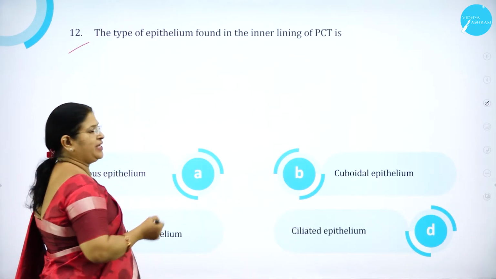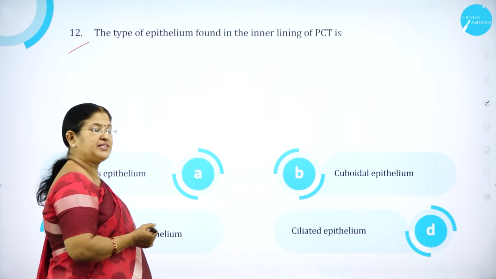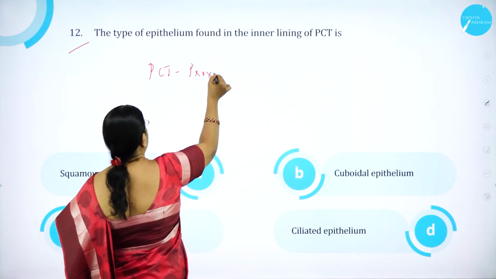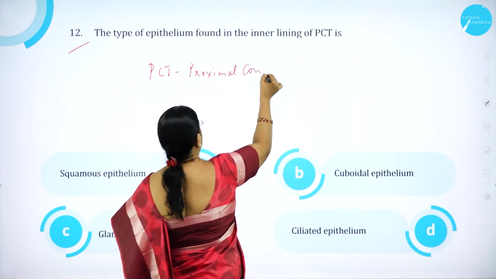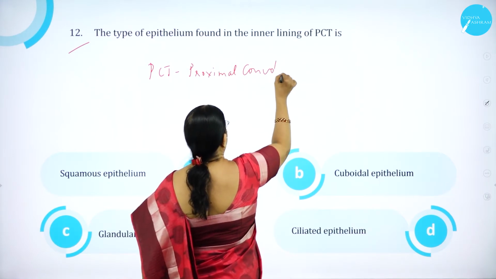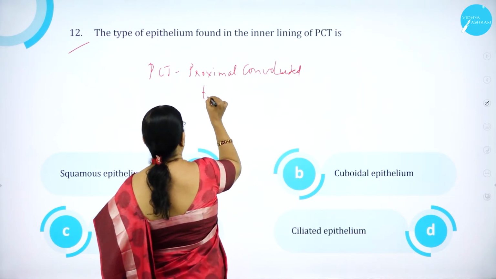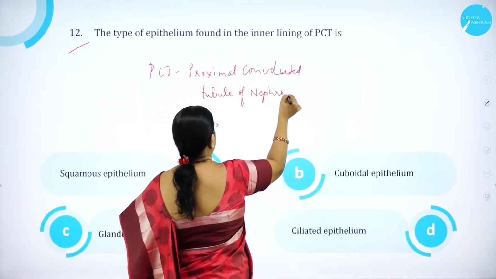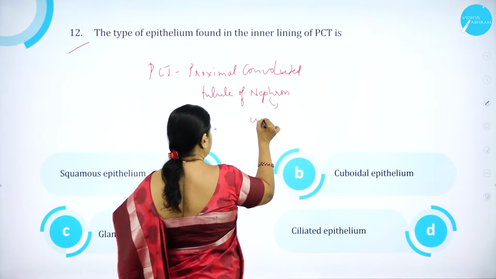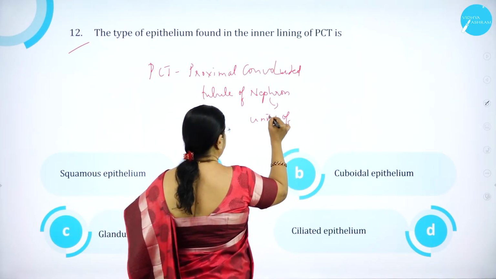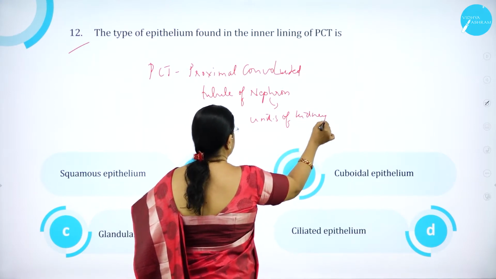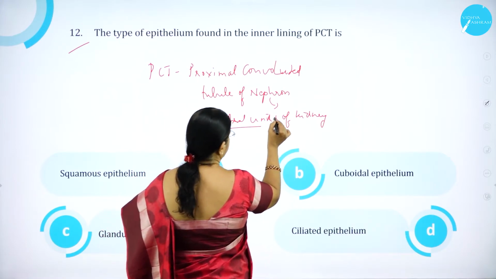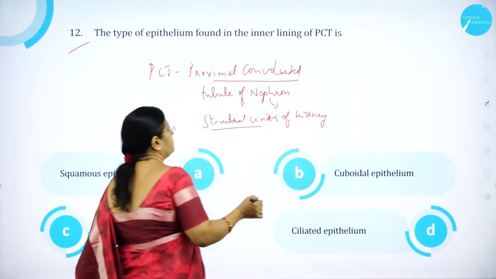Moving on to question number 12. The type of epithelium found in the inner lining of PCT. What is PCT? PCT is the proximal convoluted tubule of nephron. Nephron is what? Structural units of kidney.